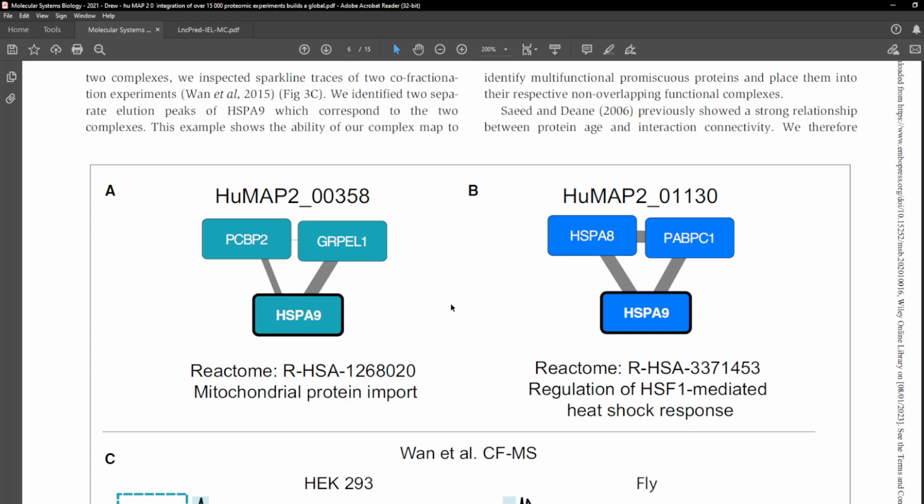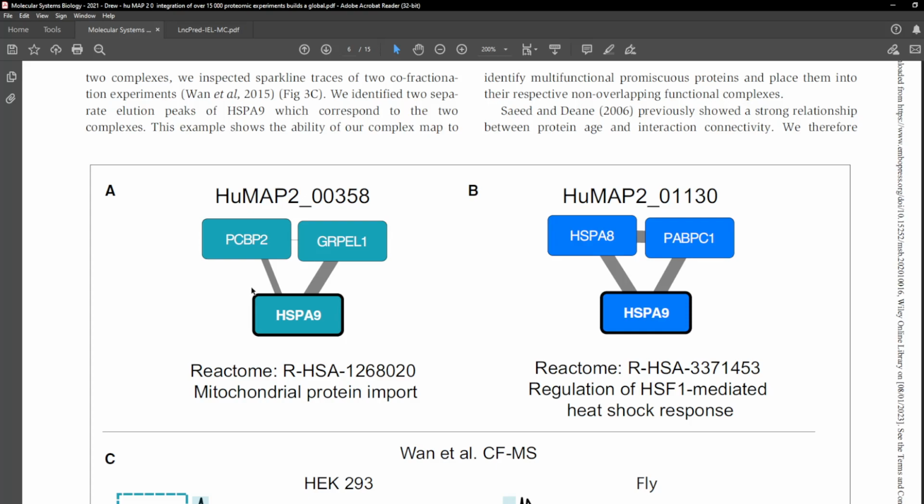We identify HSPA9 participating in 2 complexes that reflect its multifunctional role. First, we identify HSPA9 in complex Hu.MAP 2_01130, a heat shock response complex supported by APMS experiments, Guruharsha et al., 2011, Hutlin et al., 2015, and cofractionation evidence, Wen et al., 2015.